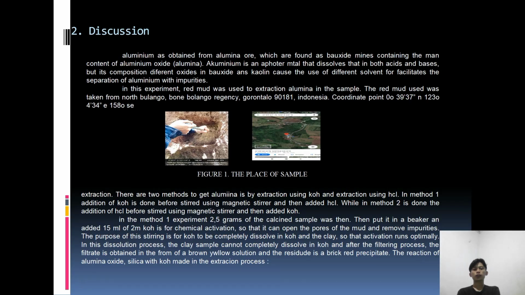Number 2, discussion. Aluminum is obtained from alumina ore, which is found in bauxite mines containing the main content of aluminum oxide, alumina.